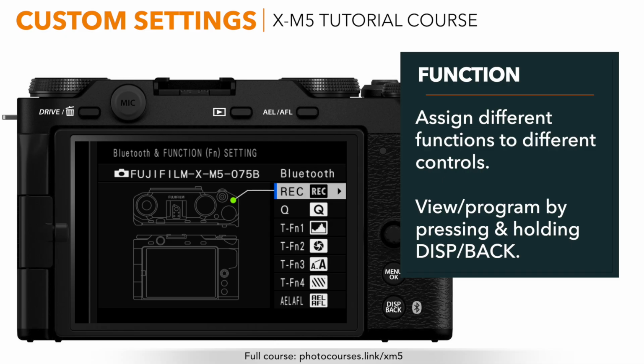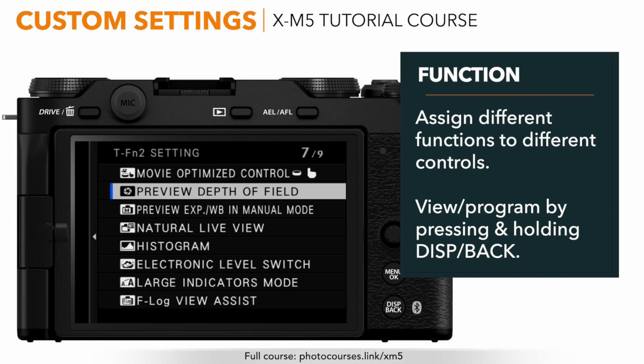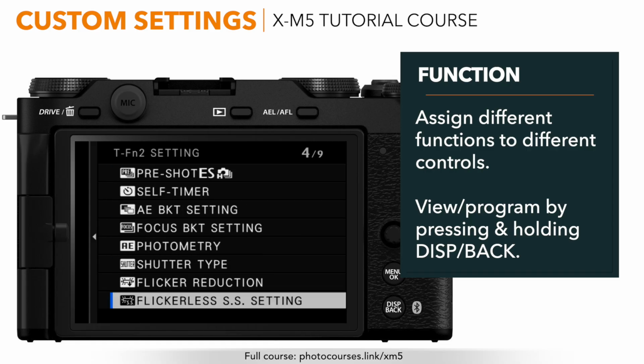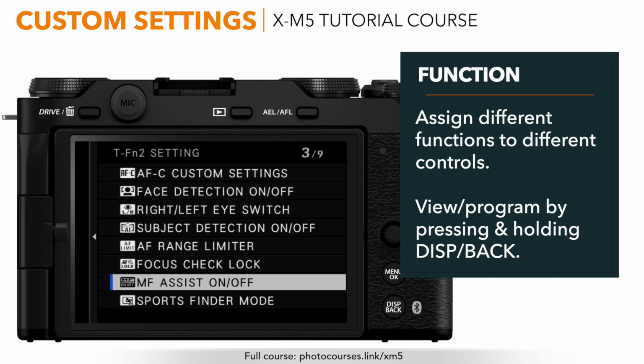To reprogram any of these controls, just scroll through and select the control that you want to change, press OK, and then you'll see a list of all of the different functions that can be assigned to that control. Different functions are available depending on the type of control you choose, such as a physical button versus the touchscreen gestures, swiping up, down, left, or right. You'll also see some functions that are not available elsewhere in the camera, such as a large histogram or preview depth of field. Go down and highlight the function that you want to assign to that control and press OK.